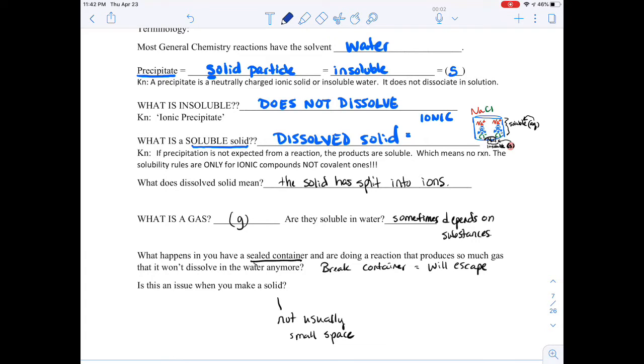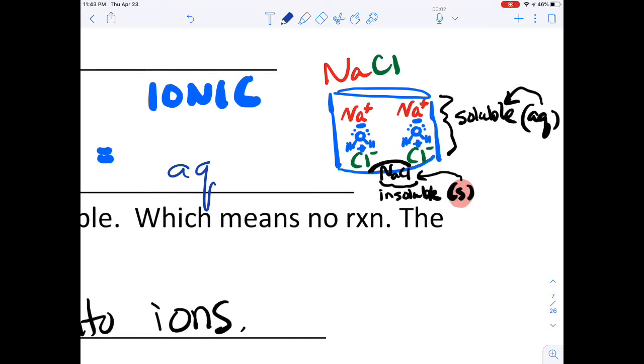Most general chemistry reactions are in water. The word precipitate means solid particles. Ironically, we use an S for them, but it means insoluble. Whereas for the soluble stuff, which also has an S, we use AQ. And then we talked about how if it's soluble in water, you can see there's the water stuck together and it has a dipole. We talked about that in chapter 4. And so when it dissolves, the water kind of holds it steady while it's being separated because the water has just a little positive and just a little negative holding it steady.